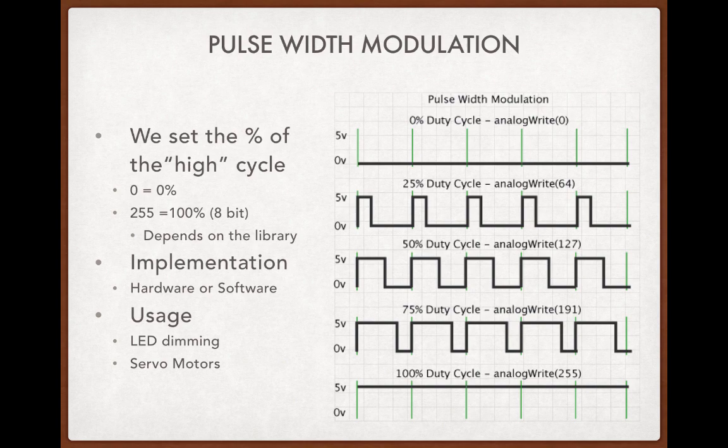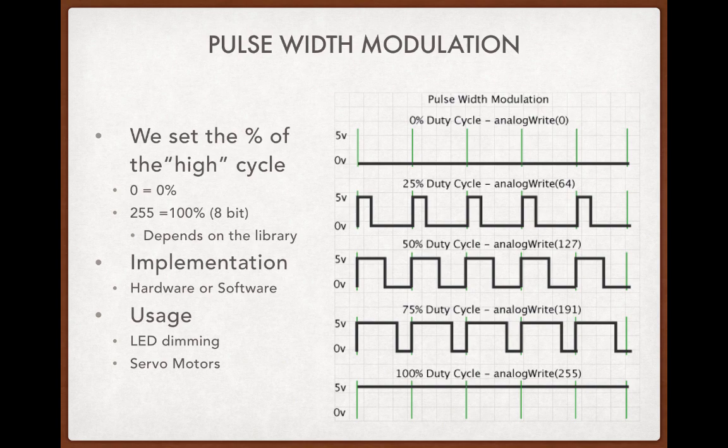0 is 0%, and we're using an 8-bit pulse width modulator on the Arduino boards, so that gives us a value of 255, which would be 100%. But this very much depends on the library you're using and how it's implemented. So if we wanted a 50% duty cycle, we would set it to either 127 or 128, depending on where you started your counting from, and we would have the signal turned on for 50% of available time.